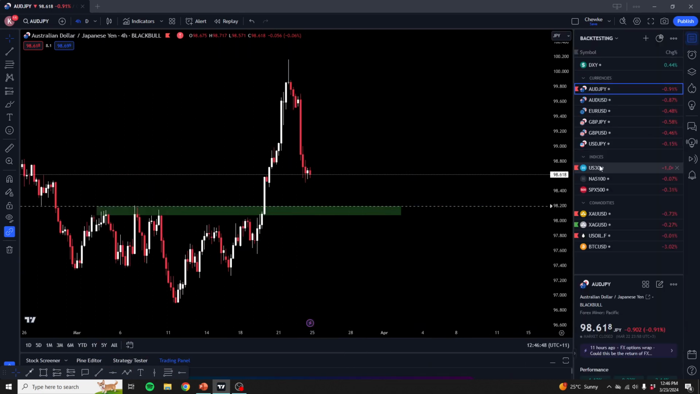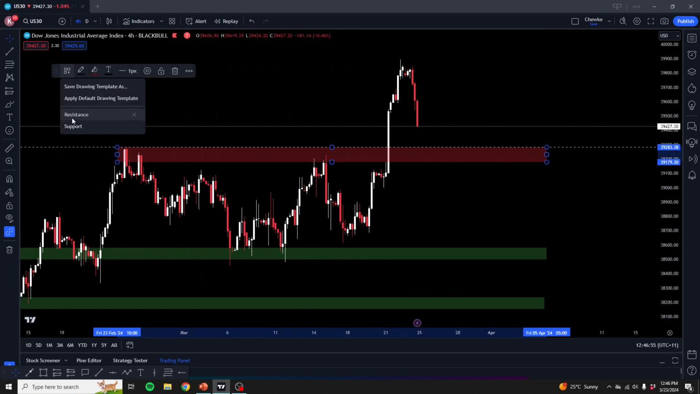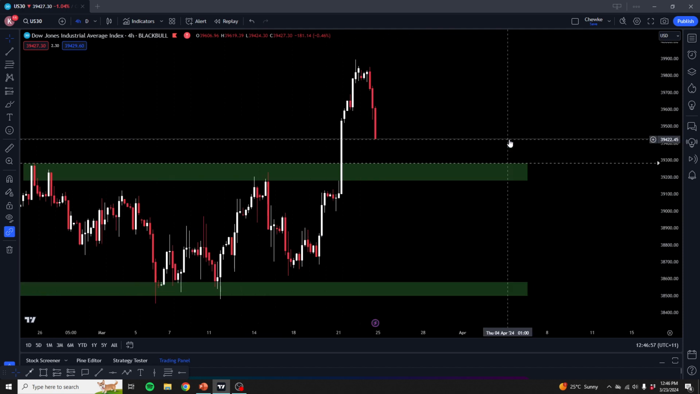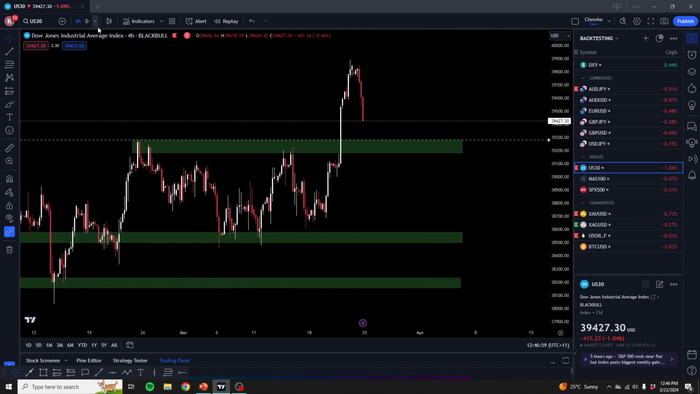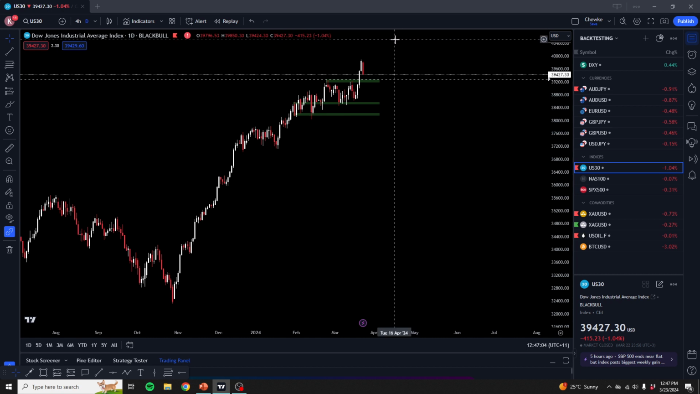Aussie dollar. US 30, same sort of setup. Nice resistance that could potentially turn into a support. So we're going to keep our eyes on that. And you can see with US 30, still uptrend, right?